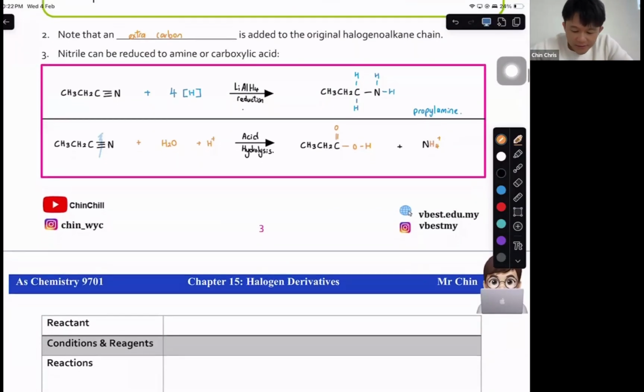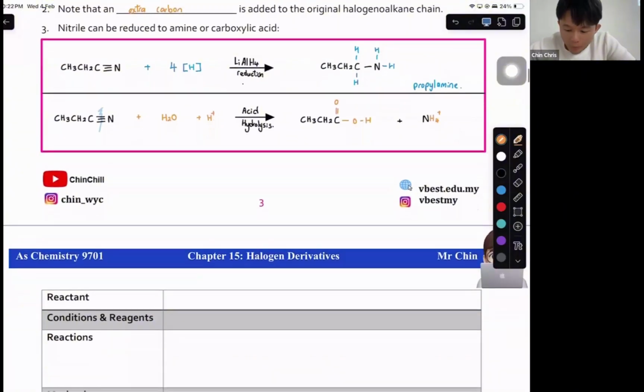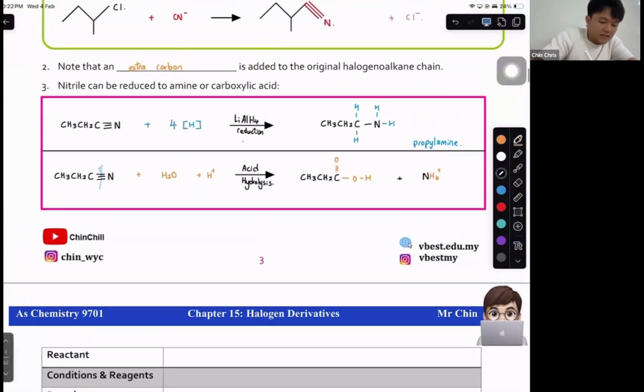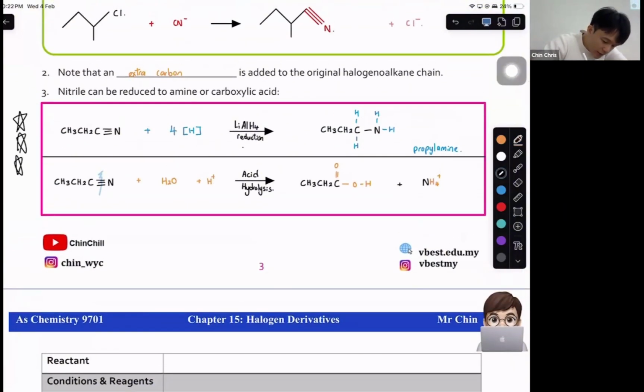And guys, by the way, this we call propanoic acid. This is acid hydrolysis, guys. A nitrile reaction, what it can turn into, these two equations are very popular in the exam, especially in your Paper 2. Okay, so please write it down.